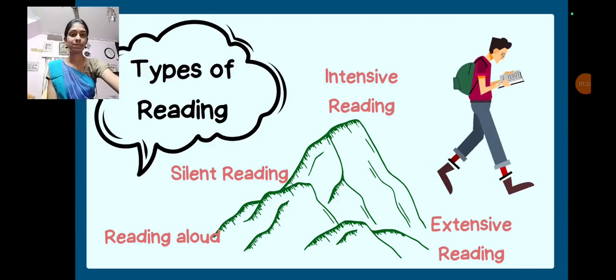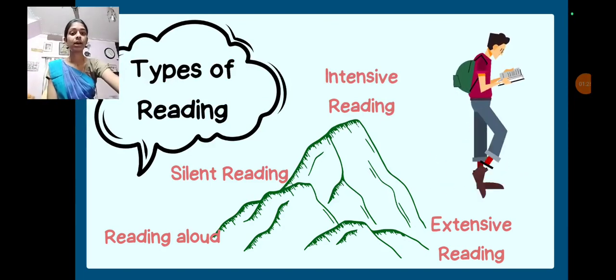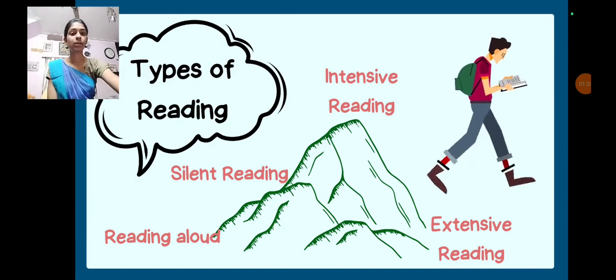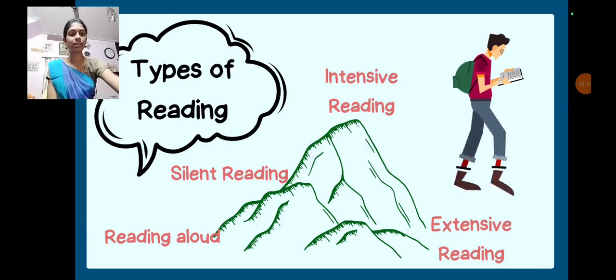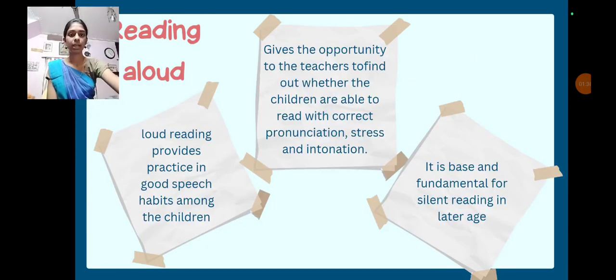Then we move on to types of reading. There are four types of reading. The first one is reading aloud, the second one is silent reading, the third one is intensive reading, and the fourth one is extensive reading. In reading aloud, reading provides practice in good speech habits among the children, and it gives the teachers the opportunity to find out whether the children are able to read with correct pronunciation, stress and intonation. Reading aloud is a base and fundamental for silent reading in later age.